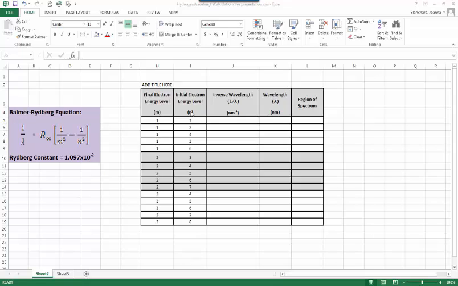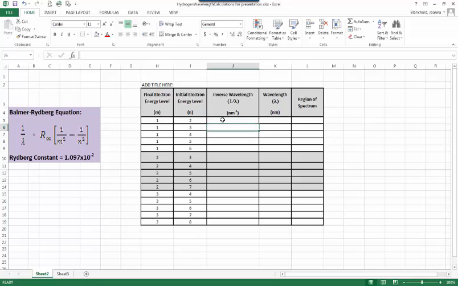So this table is available for you on Blackboard. If you haven't already downloaded it, you should download it now. And you'll notice that I've already filled in the columns with the final electron energy levels, or m, and the initial electron energy levels, or n.